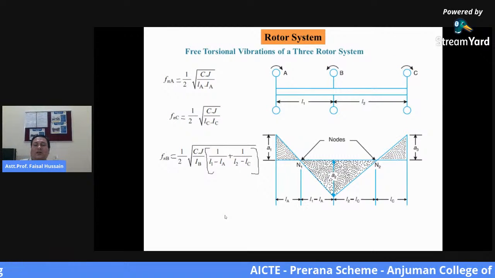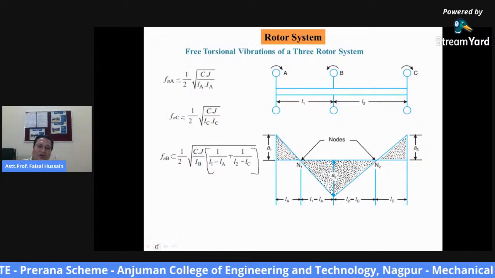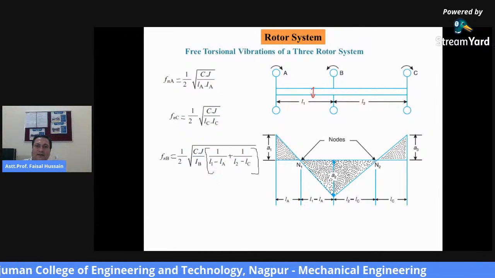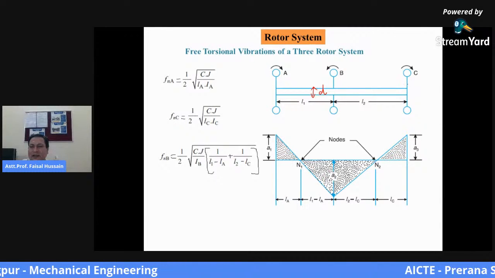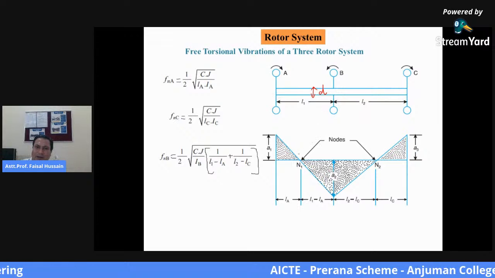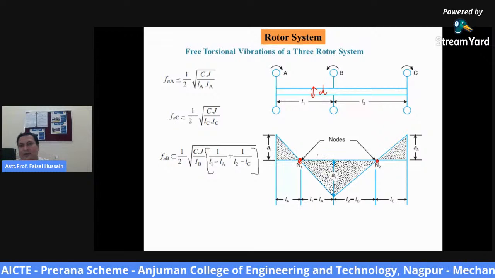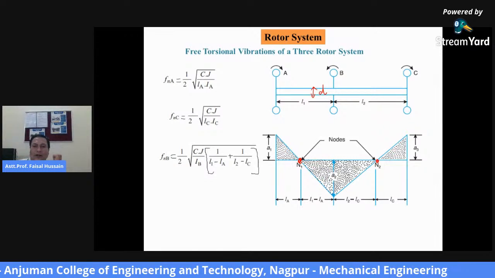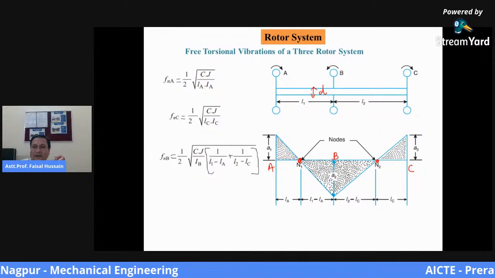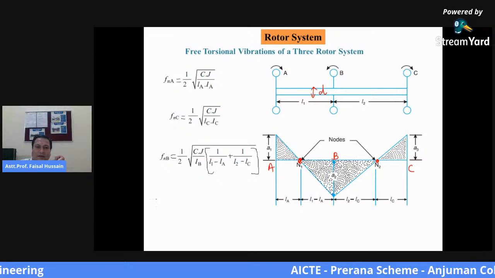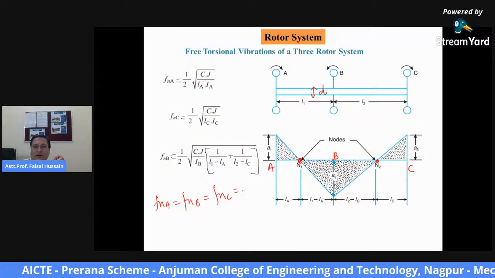Now, the three rotor system. Here there is a three rotor system. Let us consider a shaft of uniform diameter D. Rotors A and B are rotating in opposite direction, and B and C are rotating in opposite direction. So between rotor A and B there will be one node, and between rotor B and C there will be another node. At the center it will behave as a cantilever. Now this is your point A, this is your point B, and this is your point C. As all three rotors are mounted on the same shaft, the frequency of A will be equal to the frequency of B, which will be equal to the frequency of C.